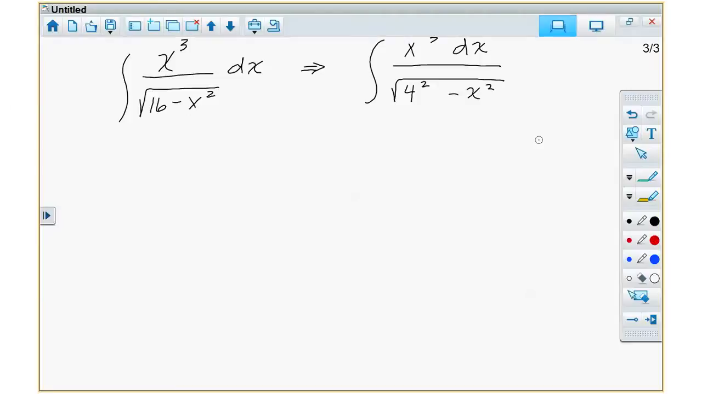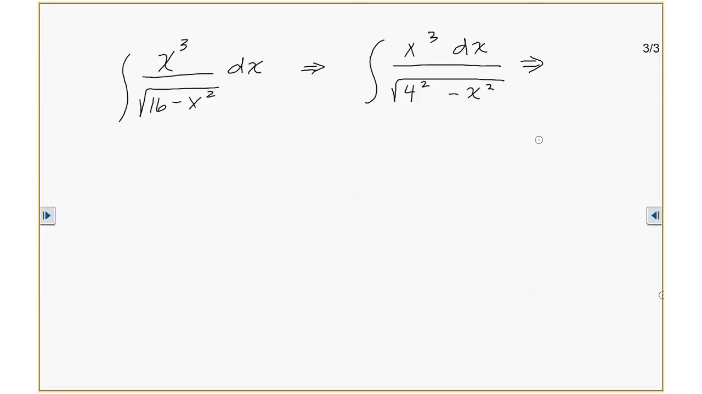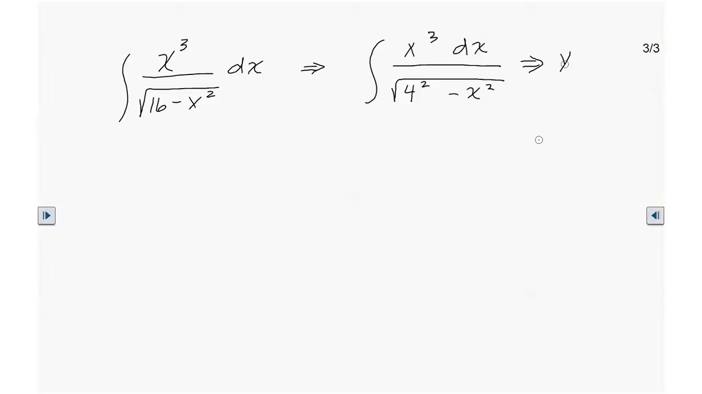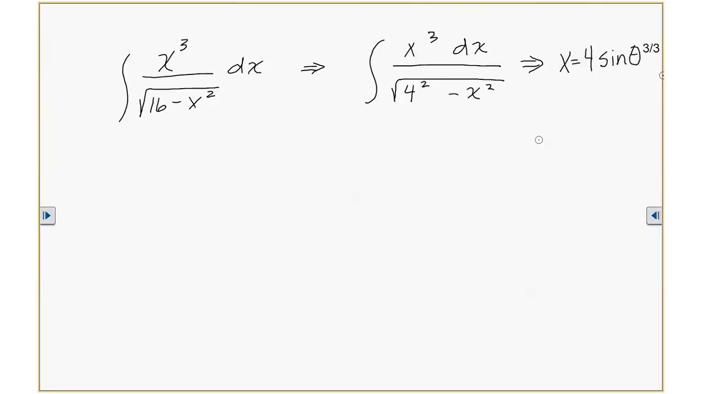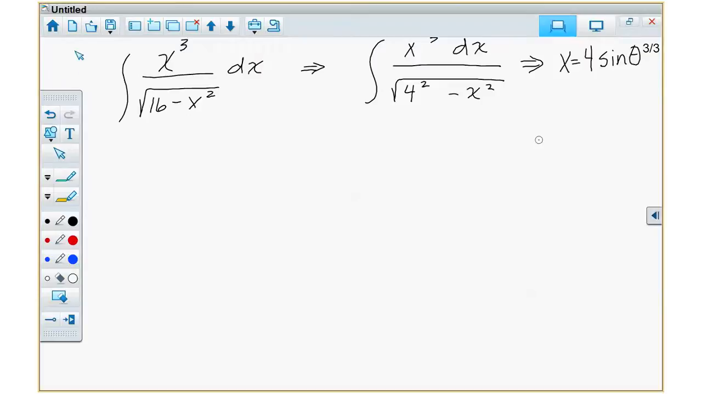So you go over here and you say x is equal to 4 sine theta. Now I want everybody to make sure you understand where you get that. I'm going to move this over because I don't like the way it's sitting.